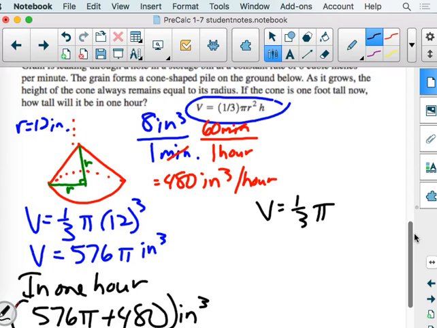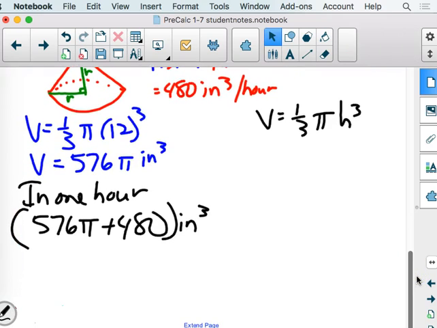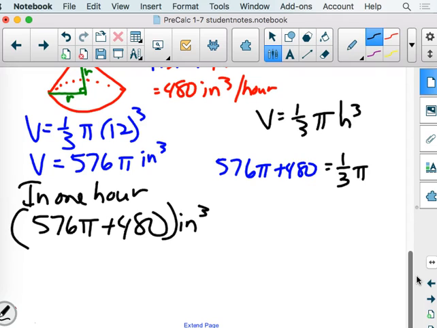Well, wait a minute. Something cool happened with this one, right? What do we know about the radius and the height? They're the same. So remember yesterday, we had to use whatever variable it was that they wanted us to use for this. Well, this is asking us how tall it's going to be in an hour. So should we be using the r or should we use the h? Yeah, h, we want to know the height. So we'll do h cubed this time instead of r cubed, because what we care about is the height. Well, we know the volume, so let's put that up here. As ugly as it is, let's put it up there. 576 pi plus 480 equals 1/3 pi h cubed.